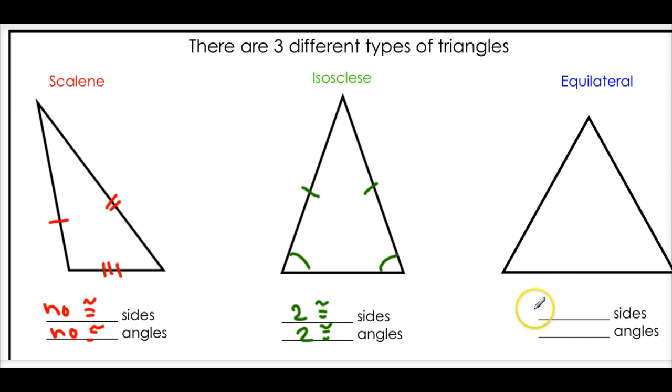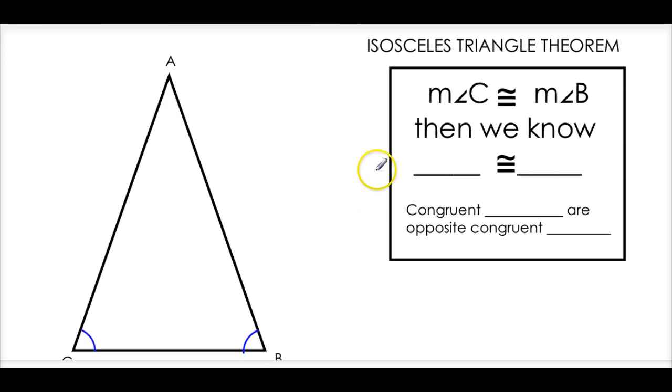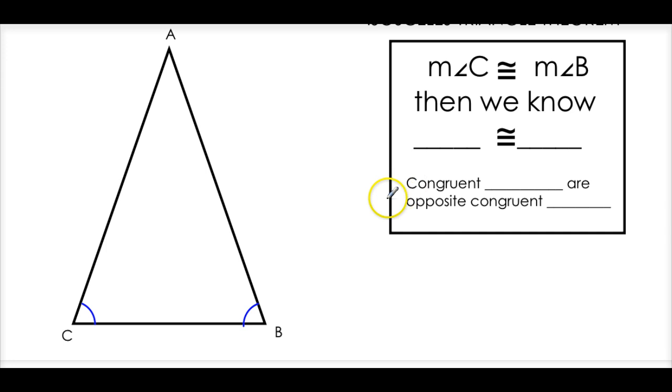And finally there's equilateral, which has three congruent sides and three congruent angles. Alright, three congruent sides and three congruent angles. And we're going to talk more about equilaterals in the next lesson, but we're going to focus on isosceles triangles this time. So first, what is the isosceles triangle theorem? What is the property of isosceles we need to know?